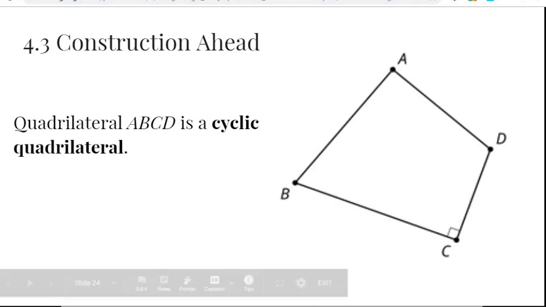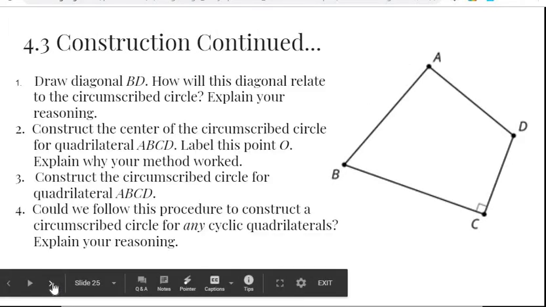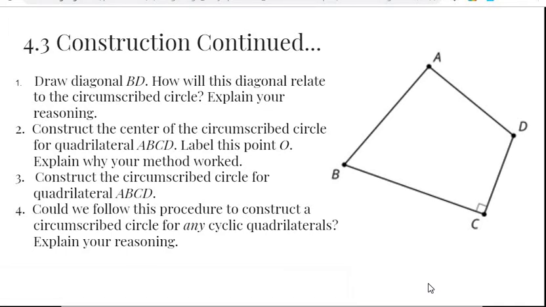Okay, quadrilateral ABCD is a cyclic quadrilateral. Again, that means that there is a circle that will be formed with a center and will go through points A, B, C, and D. With this figure, and it's on your activity sheet, please draw the diagonal BD, and then answer a few questions that we have listed here.